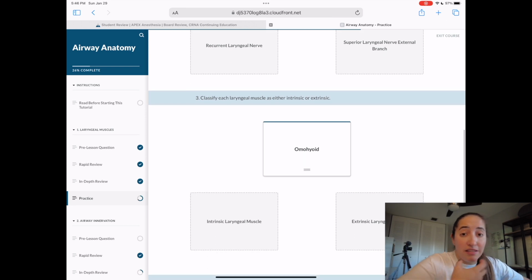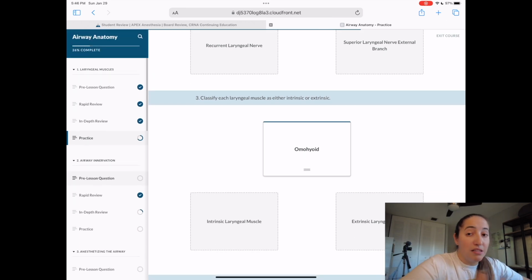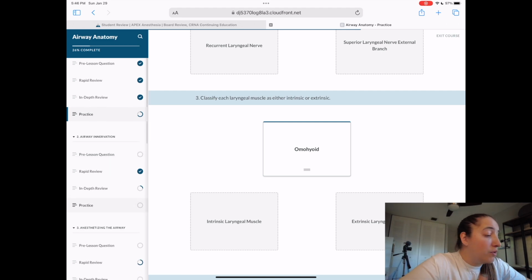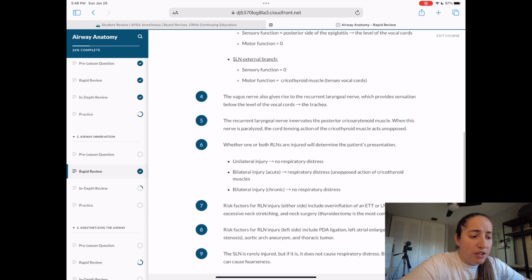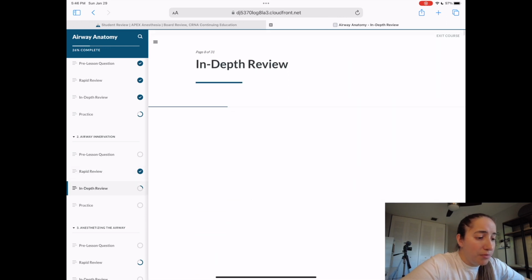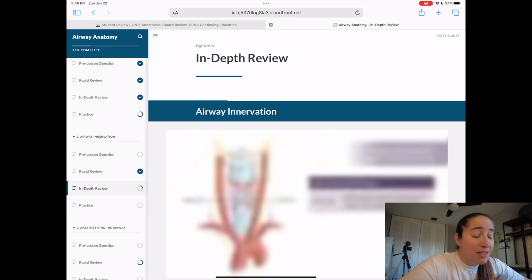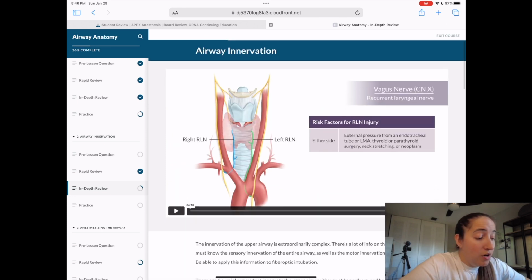They may not be as lengthy or as detailed if it's not something that's super important. But what I like is to review the rapid review, go over what this section is about. Then I'll do the in-depth review just in case there's pictures. Sometimes there's videos, and I'll listen to the videos, and they're really helpful.